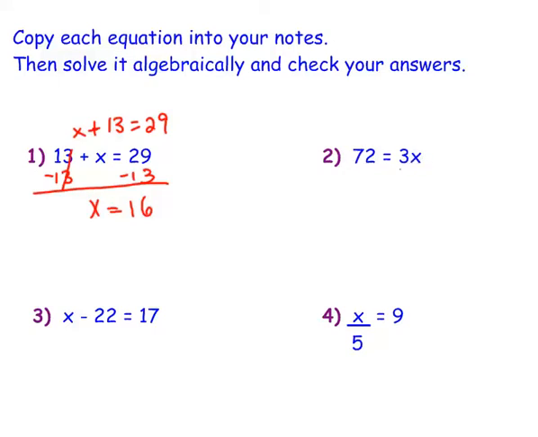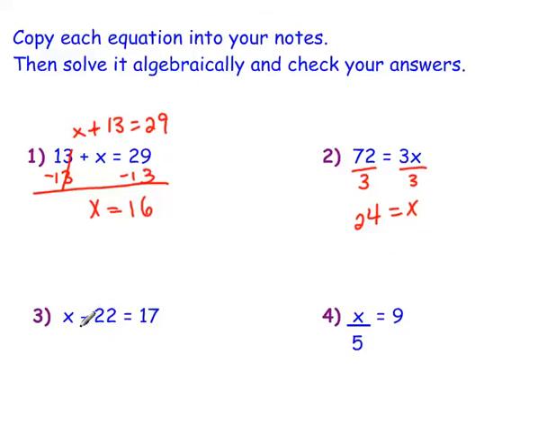Number 2. 3 times x equals 72. So I'm going to divide both sides by 3 because the opposite of multiplying is to divide. Divide by 3. X equals, let's see, that goes in 2 times 24. So x would equal 24.